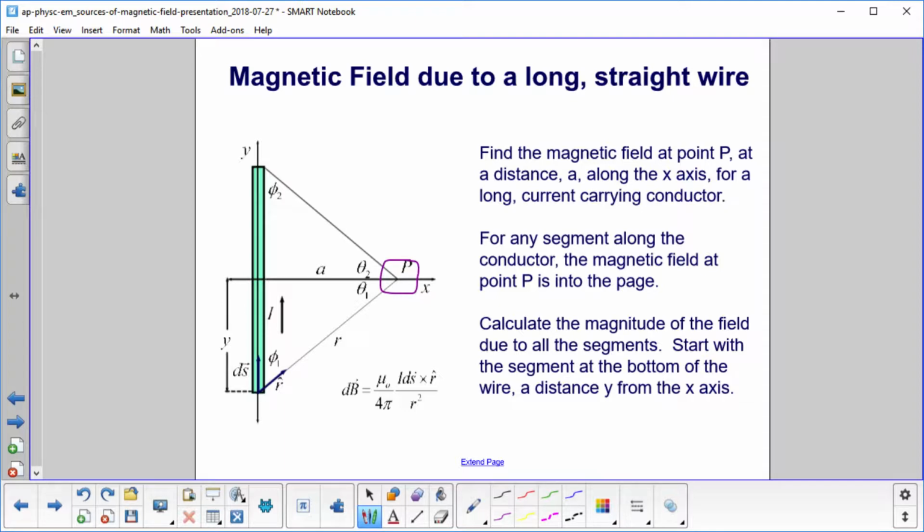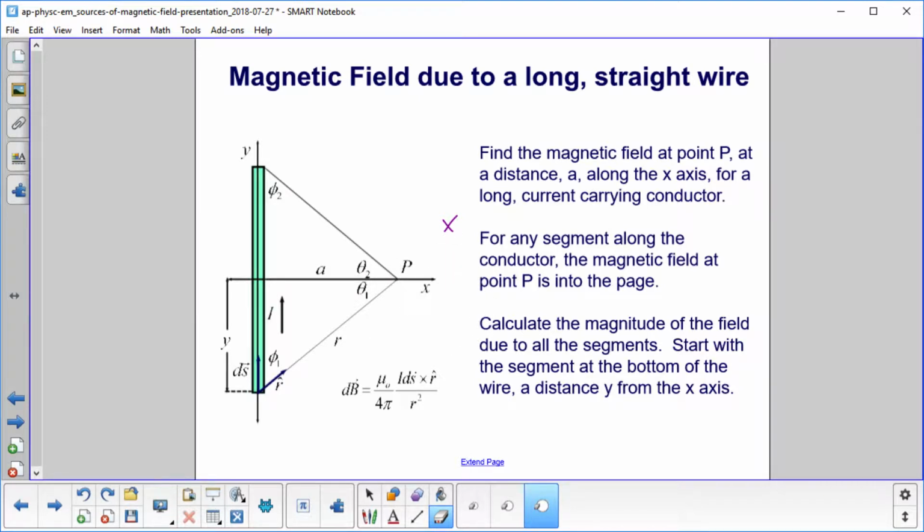For any segment along the conductor, the magnetic field at point P is into the page. You use your right-hand grip rule anywhere along this wire. Okay, there's your wire, that kind of aqua-colored stuff. Put your thumb in the direction of the current, and the current is going up. Curl your fingers and you find that the magnetic field at any point to the right of it is into the page. So let's erase that.